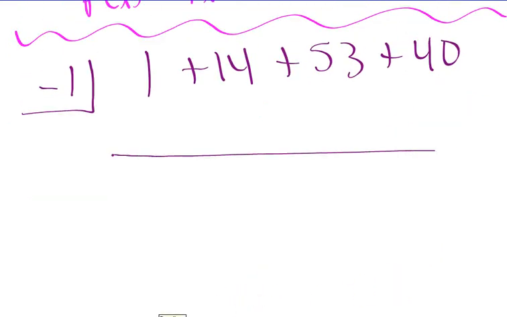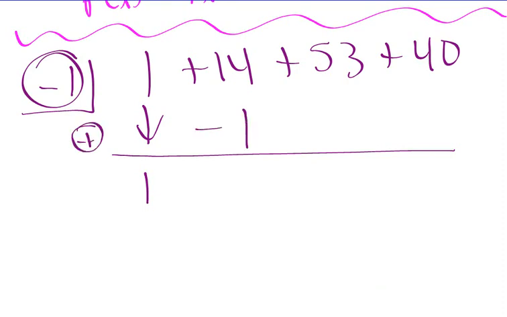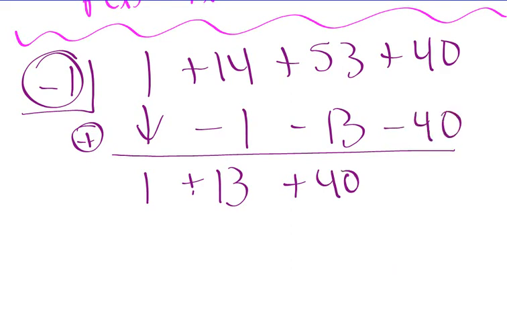So we start by carrying down our first term, 1, and multiply by what's in the box. 1 times negative 1 is negative 1. Now add. Okay, 14 plus negative 1 is a 13. And next, we're going to do 13 times negative 1, what's in the box, and we get a negative 13. Well, 53 minus 13 is 40. Okay. And now 40 times negative 1 is negative 40. And that goes to 0.